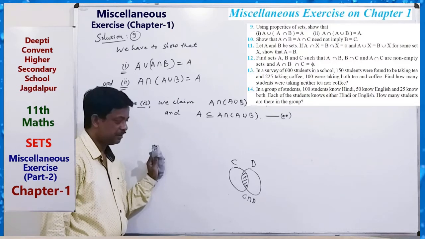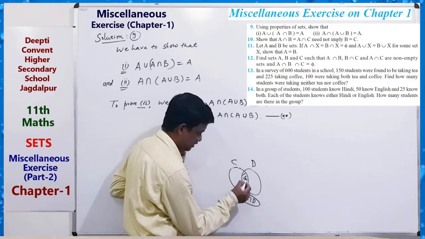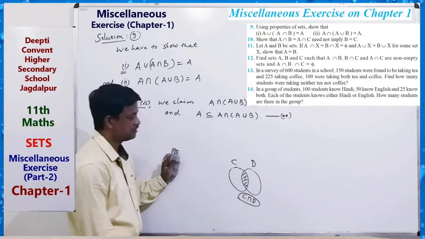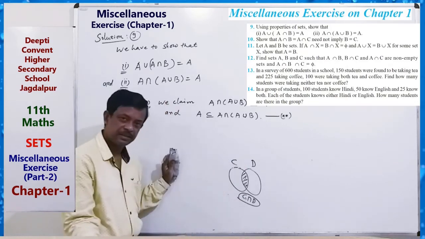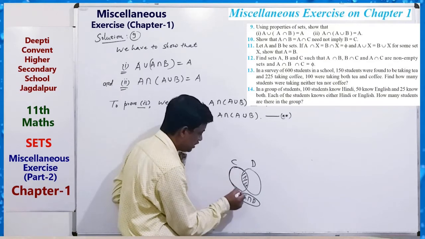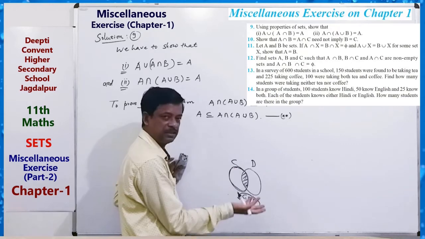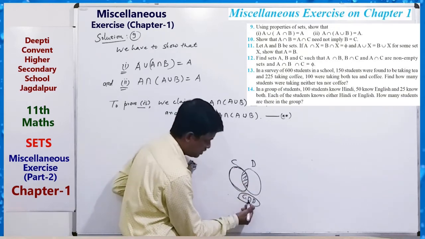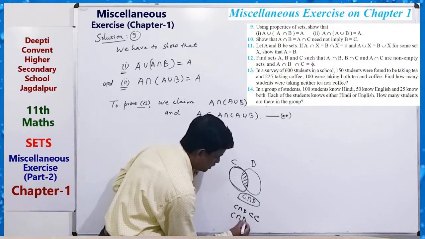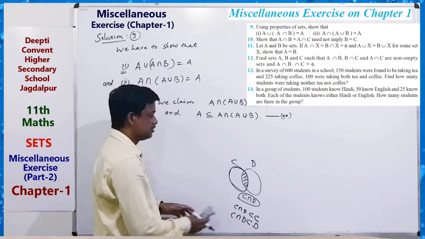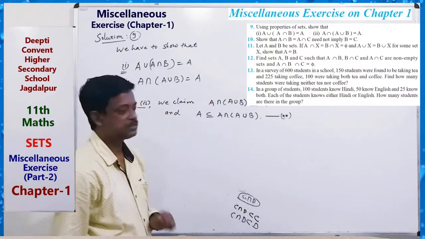Clear? Now here we see that C intersection D is a subset of C, because this is C, the total. So C intersection D is a subset of C, and this part is also a subset of D. So C intersection D is a subset of C, and C intersection D is a subset of D also. So here we can say A intersection something is a subset of A.